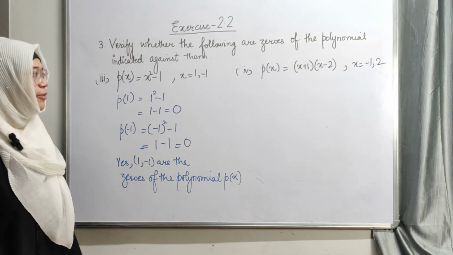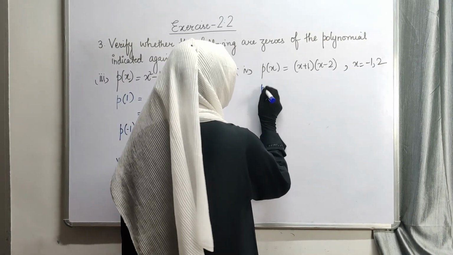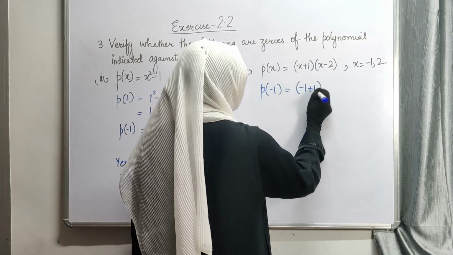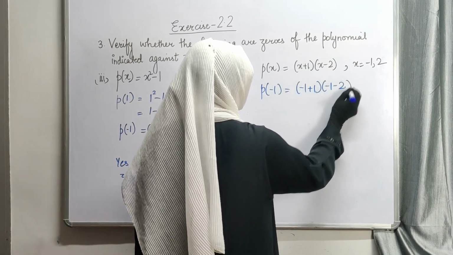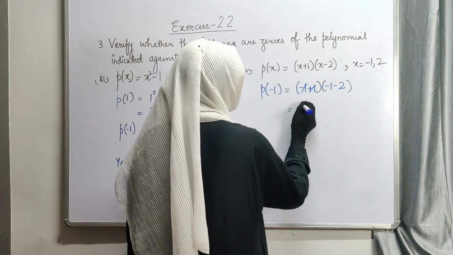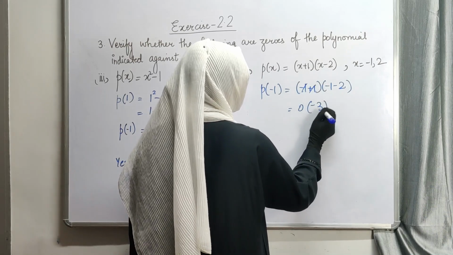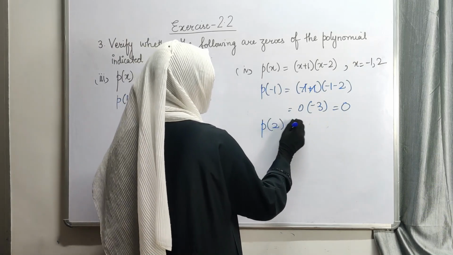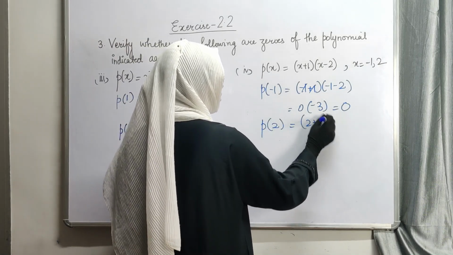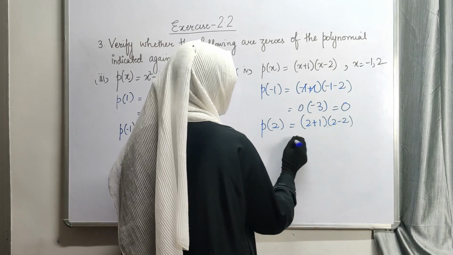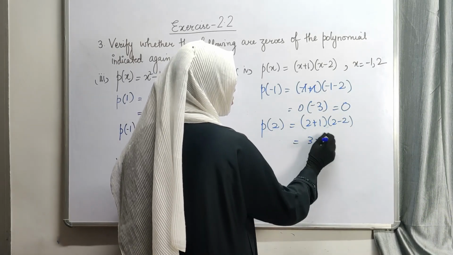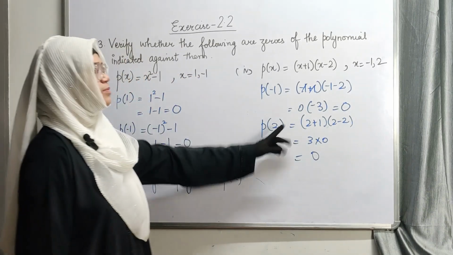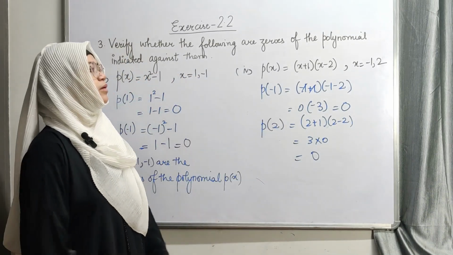Let's move to question number 4. Quickly find out p(-1) and p(2). -1 plus 1, -1 minus 2. -1 plus 1 is 0, and 0 multiplied by any number is 0. What about 2? 2 plus 1, 2 minus 2. 3 multiplied by 2 minus 2 is 0, and 0 multiplied by any number is 0. It means p(-1) is 0 and p(2) is 0.